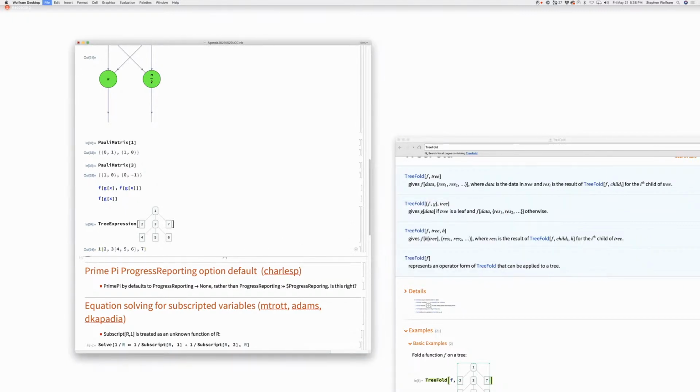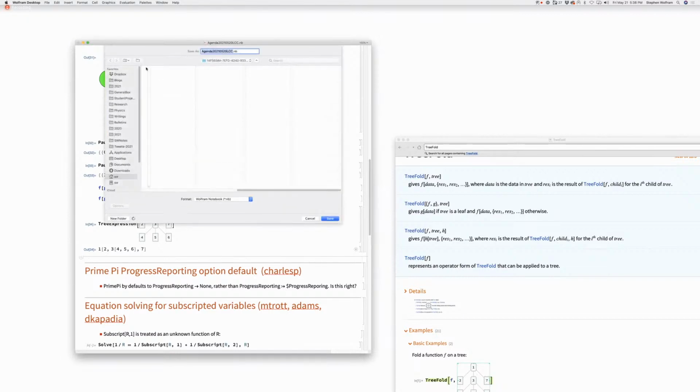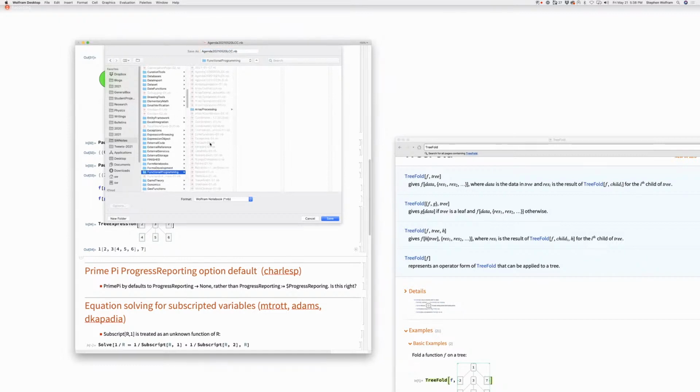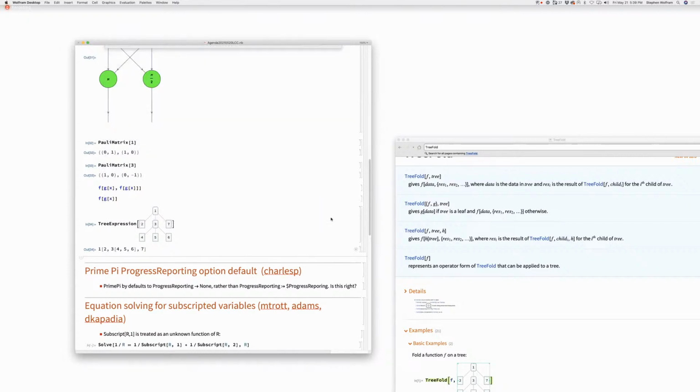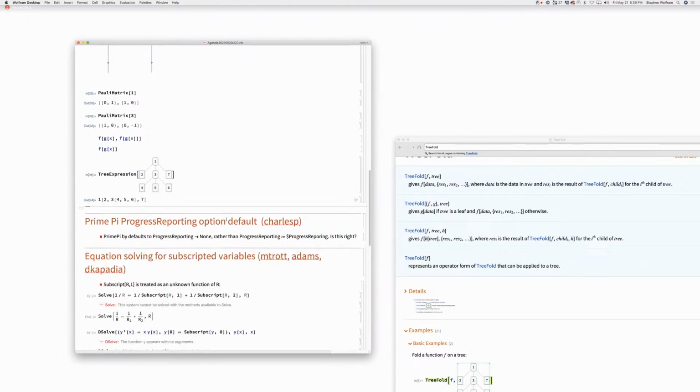Let me just save this somewhere. Where am I saving it? Where do I save these usually? I guess I save this to this strange functional programming thing. Yeah, there's also like an ILD folder, but that's fine.